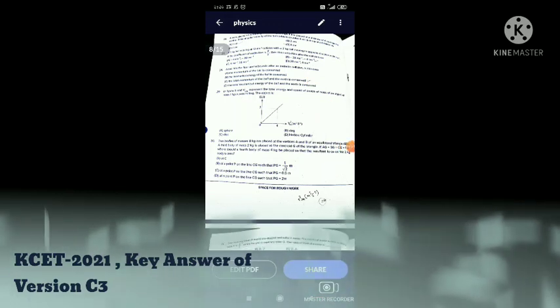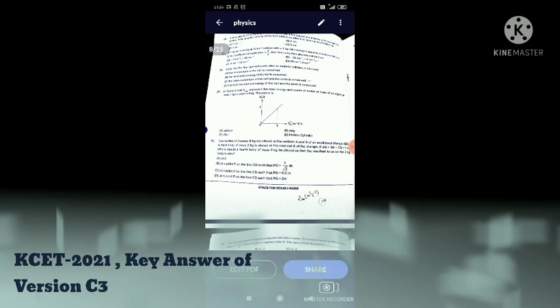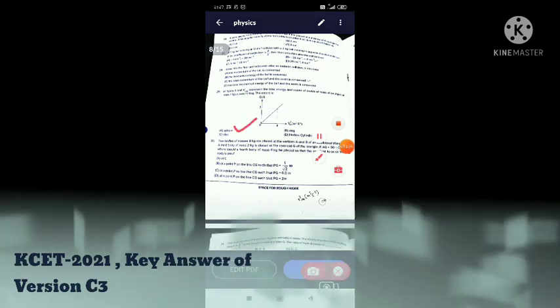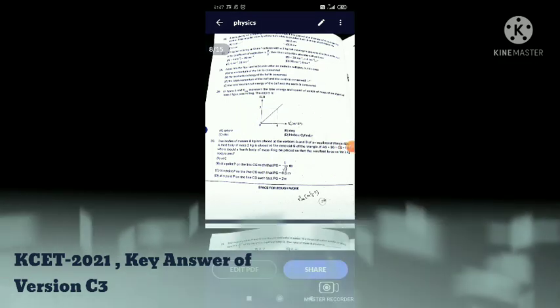Next 29. In the figure, E and V centimeter represent the total energy and speed of center of mass of an object of mass 1 kg in pure rolling. The object is. The correct option is option A. Next we will move to the 30th question.